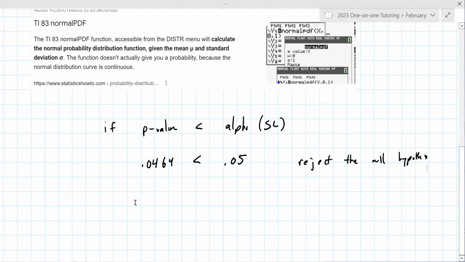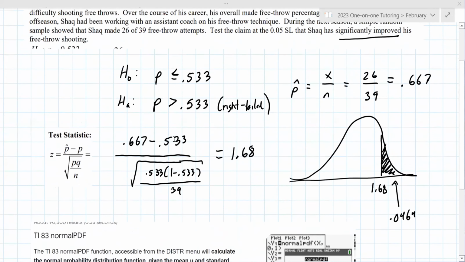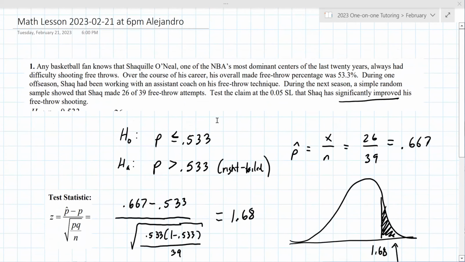That's right, and then you do the alternative hypothesis. You might add that there is enough evidence to support the claim that Shaq has significantly improved his free throw shooting. Okay, and then you've got it. Perfect. All right, so let's have you try another one here.